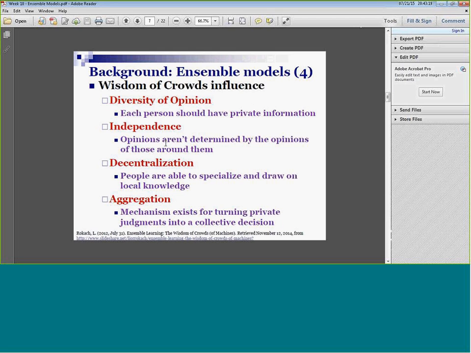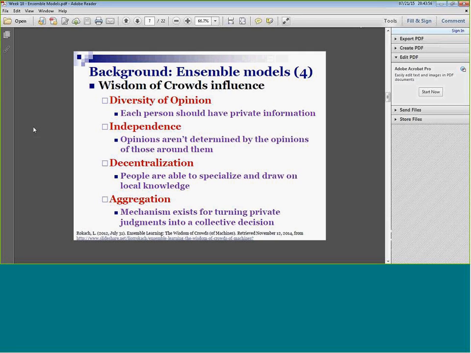Interesting. Now, going back to the Surowiecki book, these were the criteria that had to be met for the wisdom of crowds idea to work. First of all, you had to have diversity of opinion. You don't want a bunch of people who are identical. Groupthink will set in, and they won't look at a wide variety of possible answers to the problem. Secondly, they have to be independent. They're not members of a herd where they follow the leader. Their opinions aren't determined by the opinions of those around them.